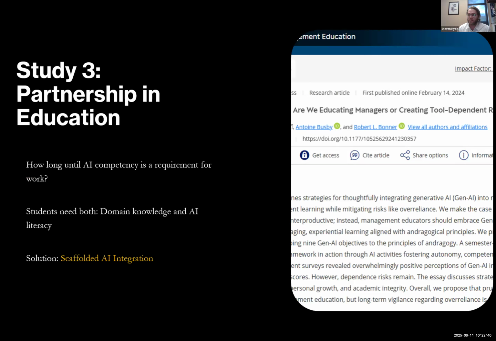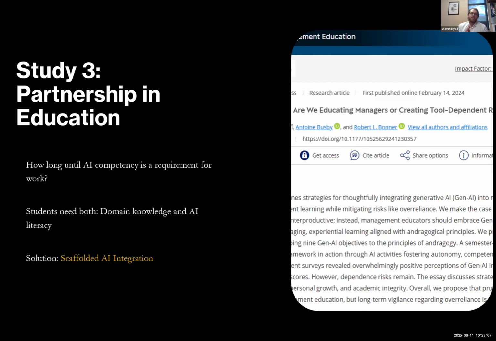One of the questions I have people think about is how long until it's required for our students to be competent in AI? How long until it's expected that they have AI competency? Probably many of you are thinking, well, now, which is correct. Right now, jobs are already asking for AI competency. Then I would even ask, at what point is it required for PhD students to be competent in AI? Which again, I'd probably say now.